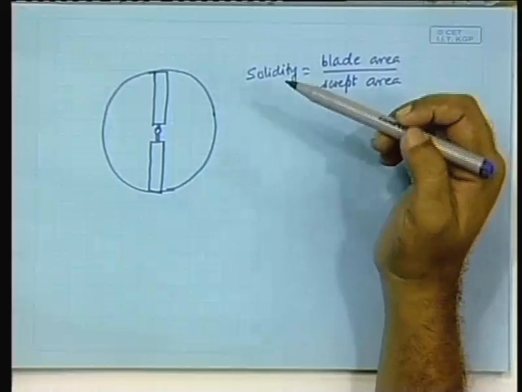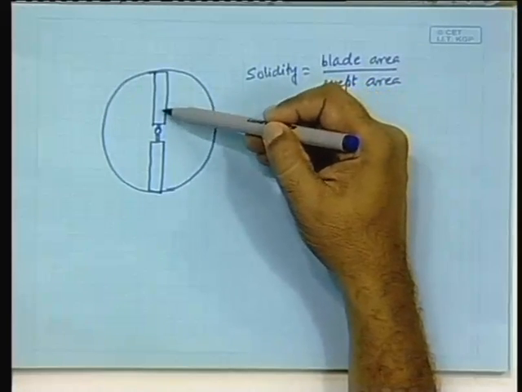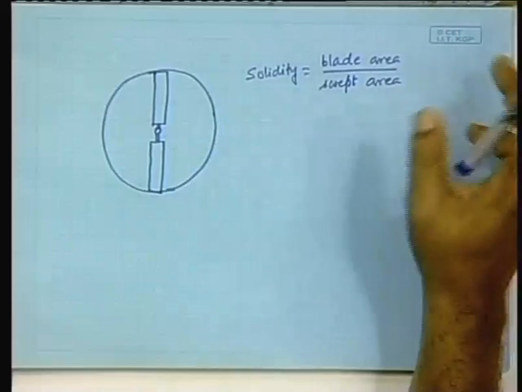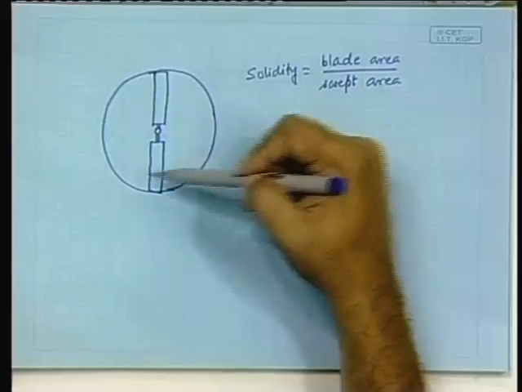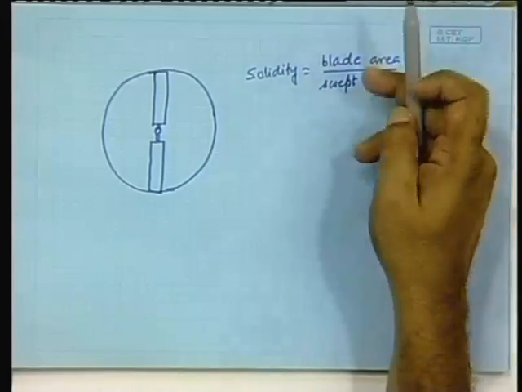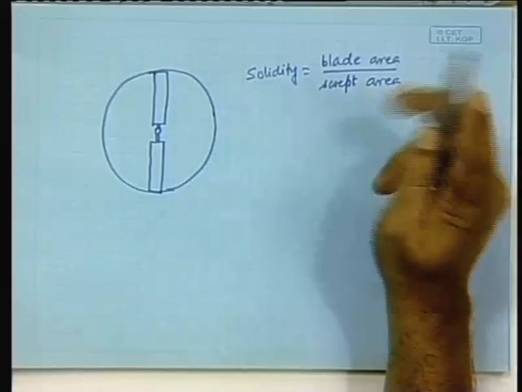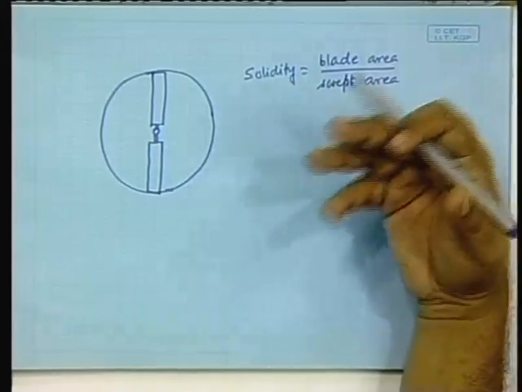There is another reason why the solidity should be low, because the lower the solidity, the higher will be the rotational speed. Why? Because the inertia of the whole thing is small, so it can rotate faster. So, if you want to achieve a high rotational speed, you need to have a low solidity. So, naturally the number of blades should be small. How small?